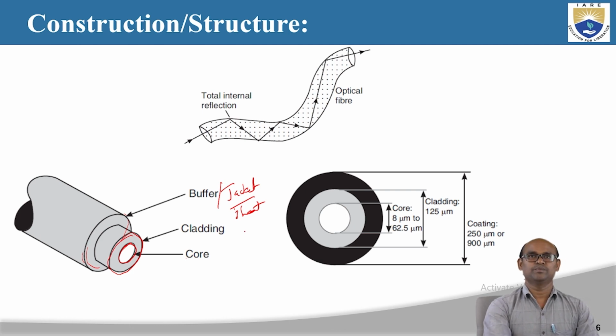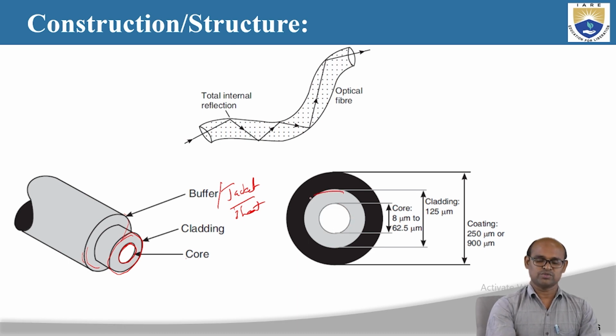So there are three layers in optical fibers. The innermost one is the core, the next to the innermost is the cladding, and the last, outermost one is called the jacket or buffer. These are the three spherical regions. The diameter of the core is around 8 micrometers to 62.5 micrometers.